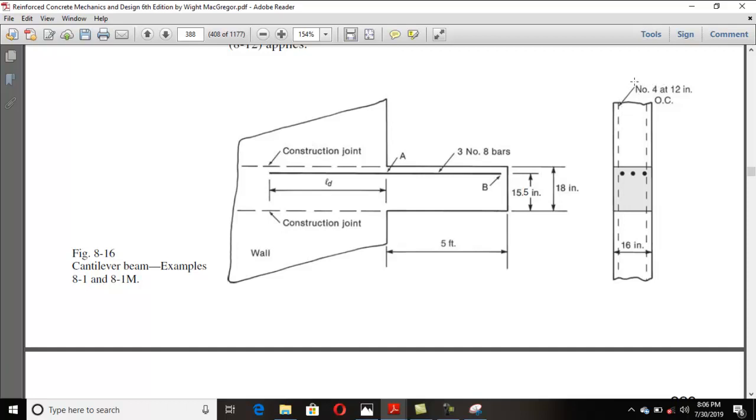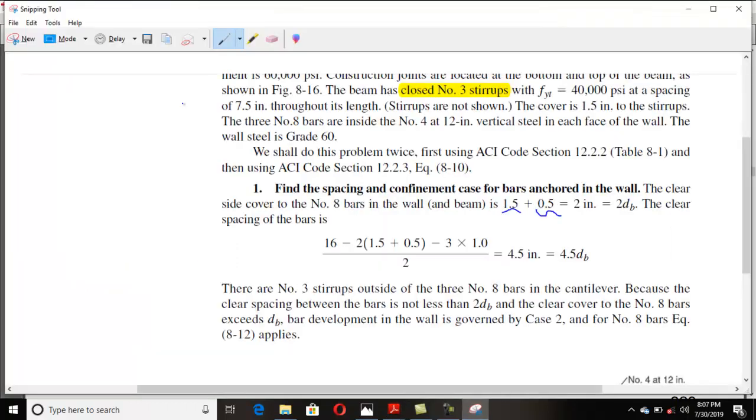This number 4 bar is placed in the wall at a rate of 12 inch center to center, and these 3 bars are placed inside these 2 bars. Therefore, whenever we are counting this side cover, this is the side cover. If I draw the sketch, this is the beam cross section.